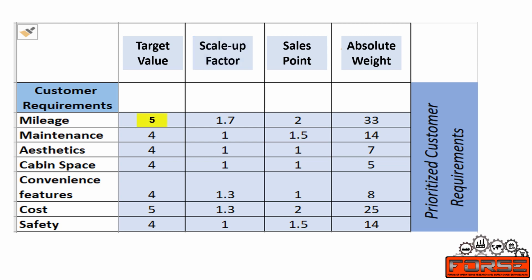Scale-up factor is obtained by dividing the target value with our product rating. Sales point is rated on a scale of 1 to 2. The focus of the sales team is what is defined through this parameter. Absolute weight is obtained by multiplying the relative importance, scale-up factor, and sales point. After obtaining the absolute weight, we finally get the prioritized customer requirements, which gives a fair idea of the most or least important customer requirements with respect to the market dynamics.